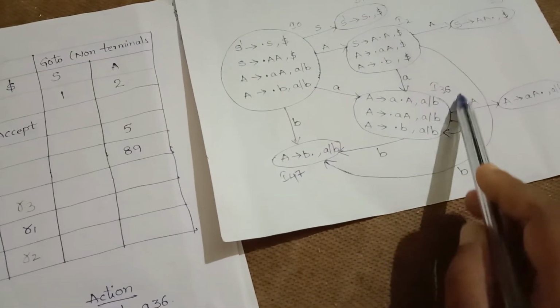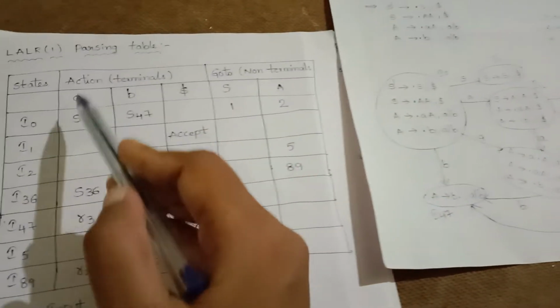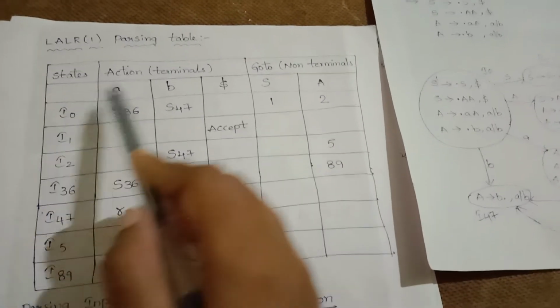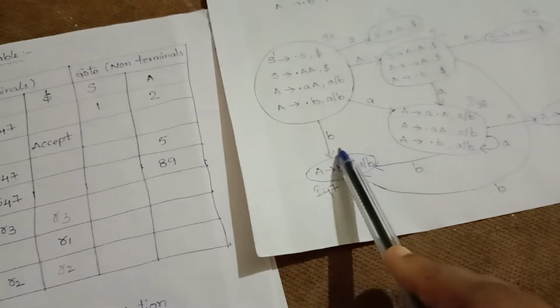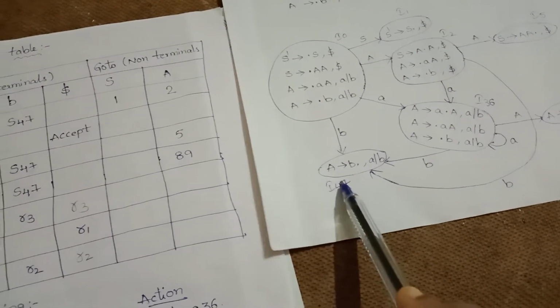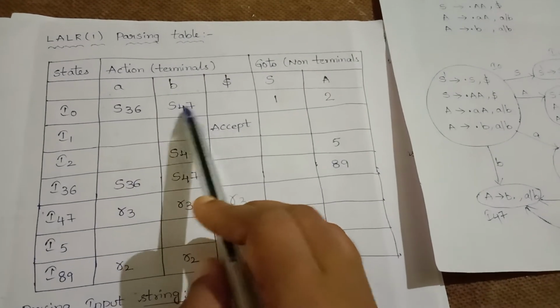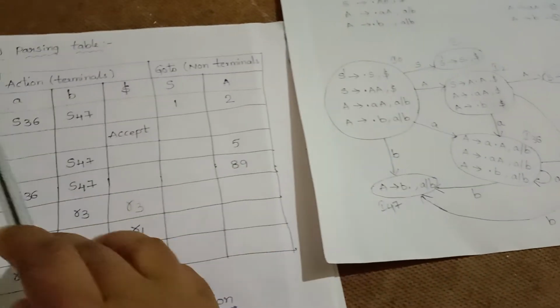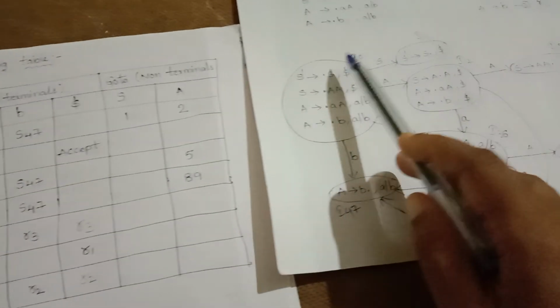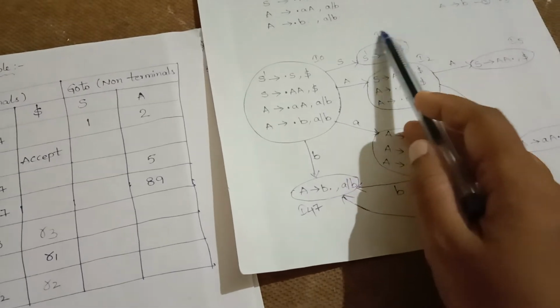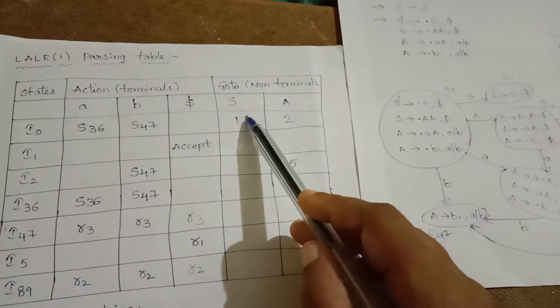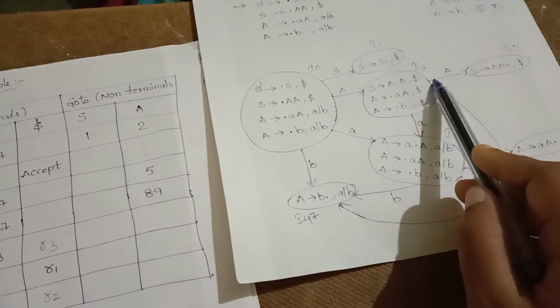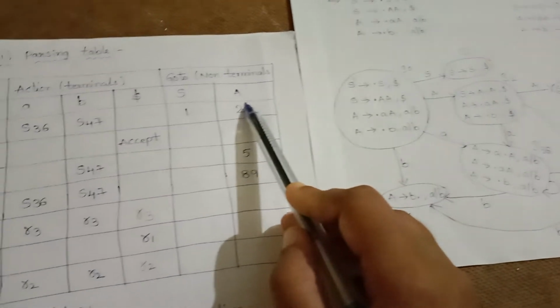I0 on small a, it is moving to state I36. So we need to write here shift 36, that is S36. I0 on small b, it is moving to state I47, so we need to write shift 47. I0 on dollar, there is nothing. I0 on capital S, it is moving to state I1, so just write the number 1 here. And I0 on capital A, it is moving to state I2, so we need to write the number 2 here.